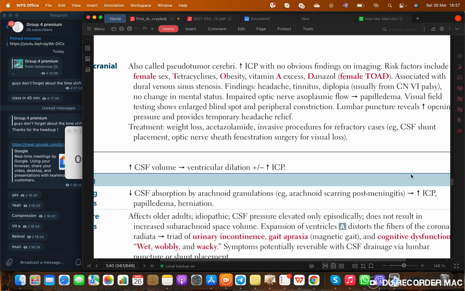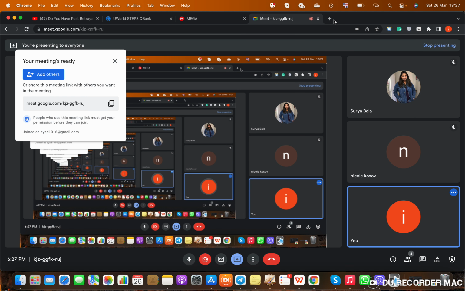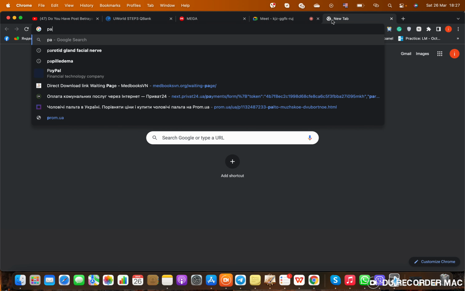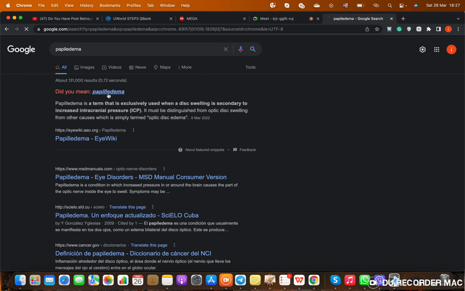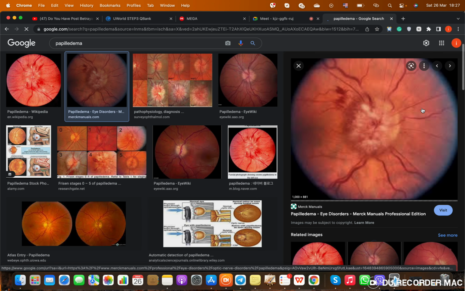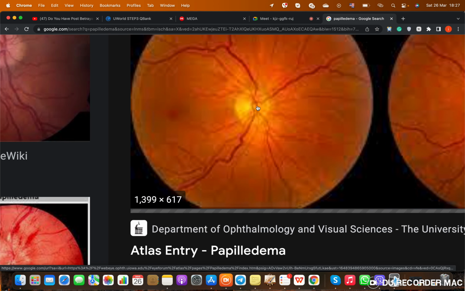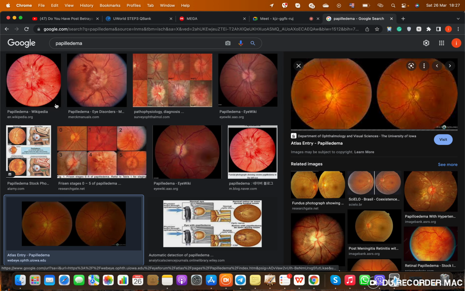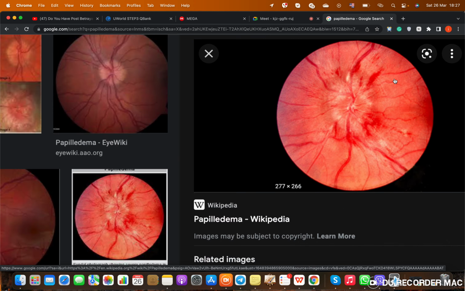So let's try to understand this moment. What is papilledema and what is happening exactly? Well, let's take a look at it. So in case of papilledema, what is occurring exactly is that the disc of the optic nerve is disappearing. Normally, in the optic nerve, you should be able to see the edges. But in case of papilledema, you cannot distinguish the edges.